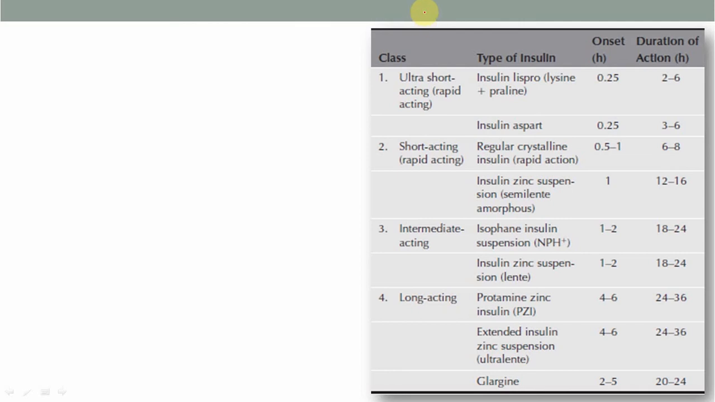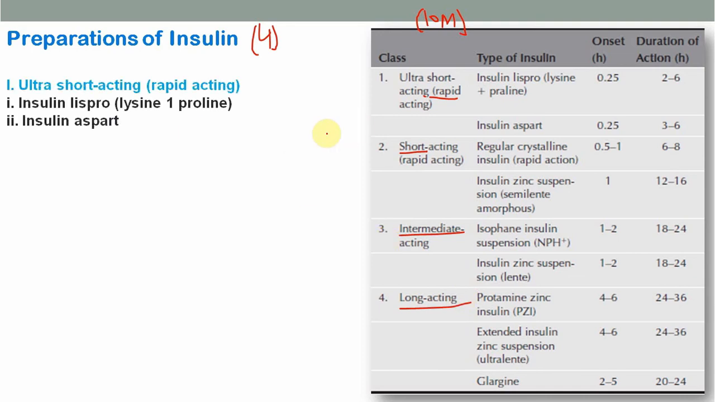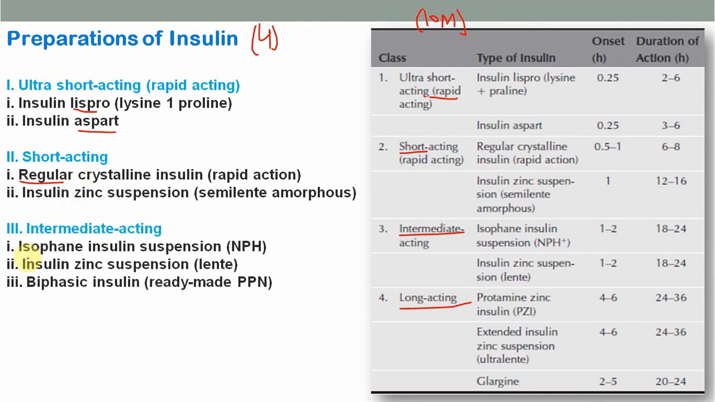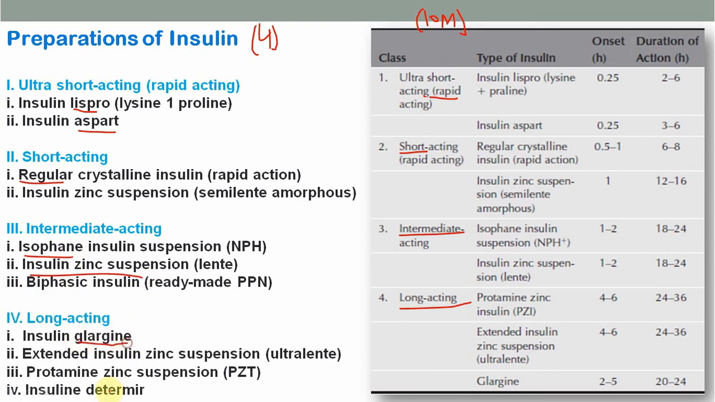A 10-mark question comes as: write preparations of insulin and explain in brief the mechanism of action of insulin and its adverse effects. Preparations of insulin are divided into 4 types according to duration of action: rapid acting, short acting, intermediate acting and long acting. Rapid acting are insulin lispro and insulin aspart. Short acting, regular soluble insulin. Intermediate acting, isophane insulin and insulin zinc suspension. Long acting, insulin glargine and insulin detemir.